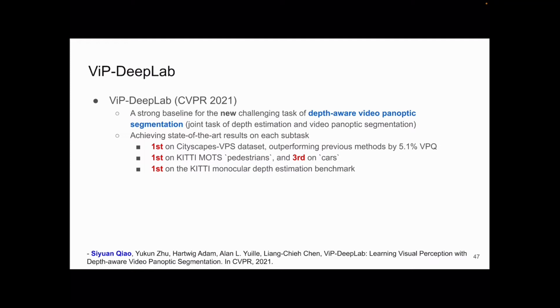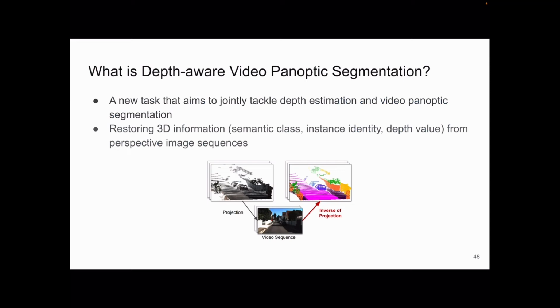Our proposed ViP-DeepLab is a strong baseline for the new challenging task of depth-aware video panoptic segmentation. At the time of submission, ViP-DeepLab achieves state-of-the-art performance on multiple subtasks, including Cityscapes-VPS, KITTI MOTS, and the KITTI monocular depth estimation benchmarks. Depth-aware video panoptic segmentation aims to jointly solve depth estimation and video panoptic segmentation. By doing so, it allows us to restore the 3D information from the perspective image sequences.